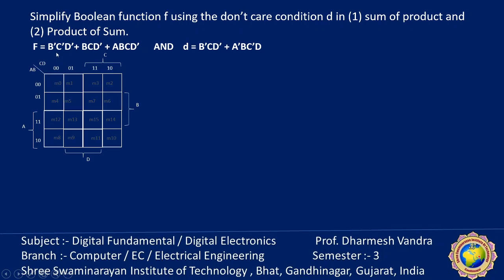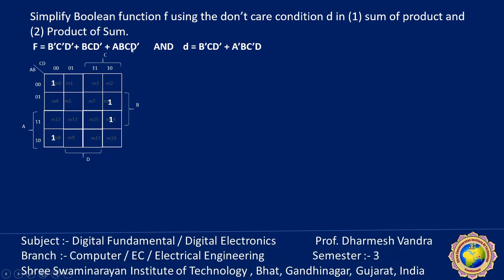So first we consider b dash c dash d dash. So b is equal to 0, first and last row. C is equal to 0, so this 2 cell and lower 2 cell, and D dash, so M0 and M8 are there. B dash, C dash, D dash, 3 variables, 2 boxes, 2 minterms will be there. B, C, D dash, B is the middle 2 row, C is this 4 cell, and D dash is the last 2, M6 and M14.